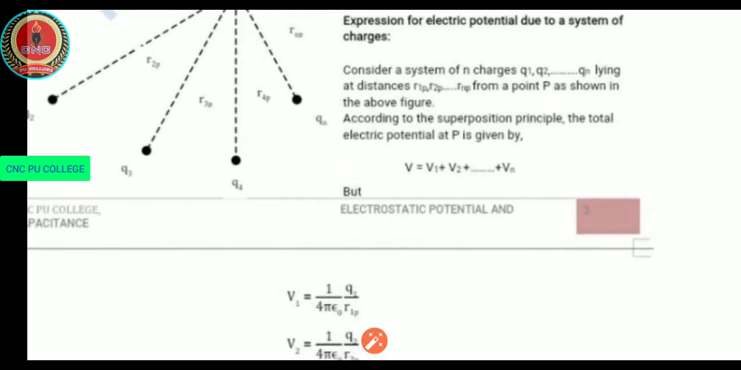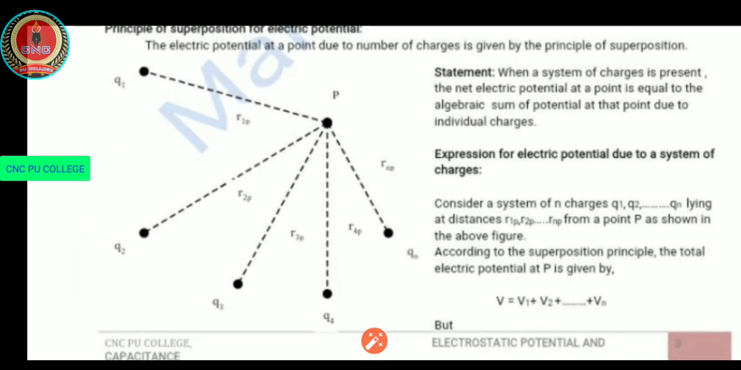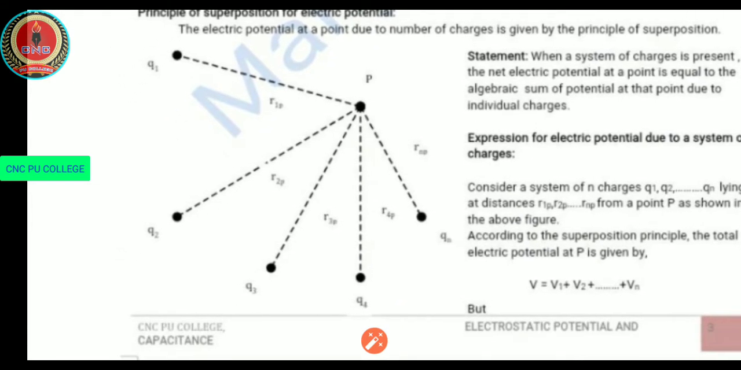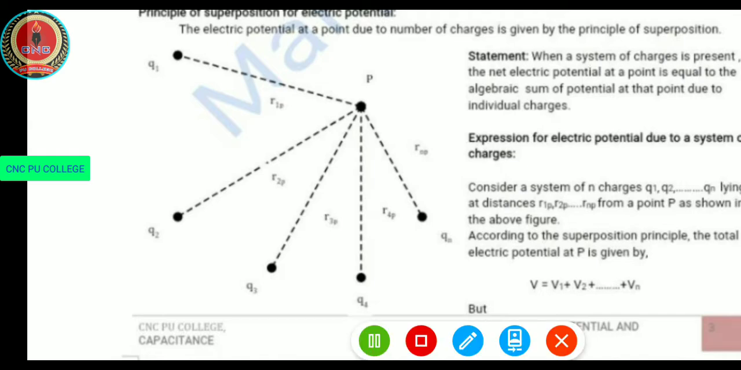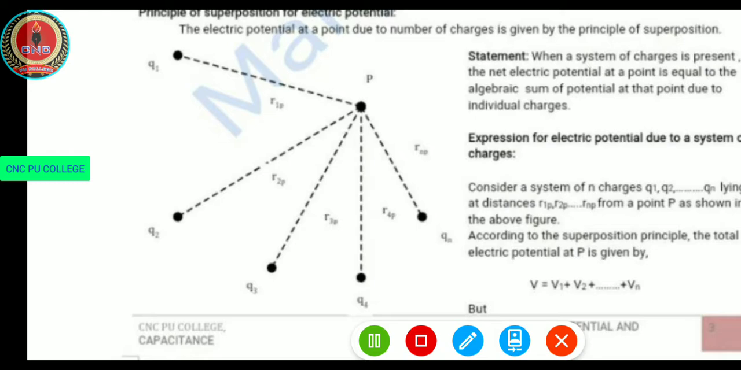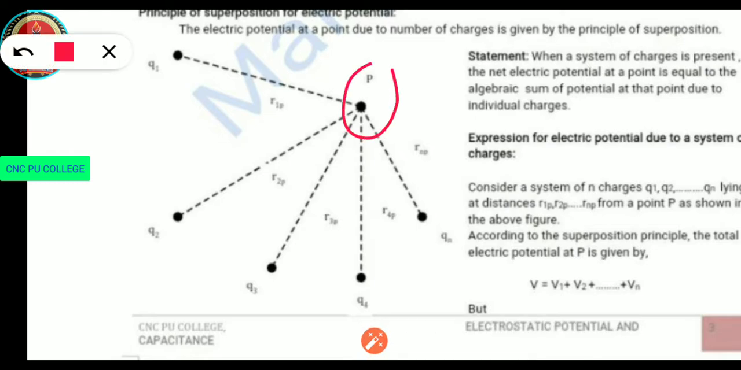A system of charges means that if we have more than two charges, we can call it a system of charges. So here we are going to consider many charges, that is, let us have n number of charges. As we observe in the diagram, here we have the first charge q1, the second charge q2, the third charge, the fourth charge. Like this we can have n number of charges. With these n charges, we have to find the potential at a common point P.